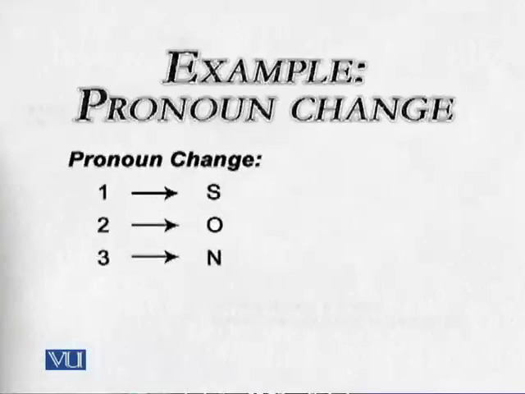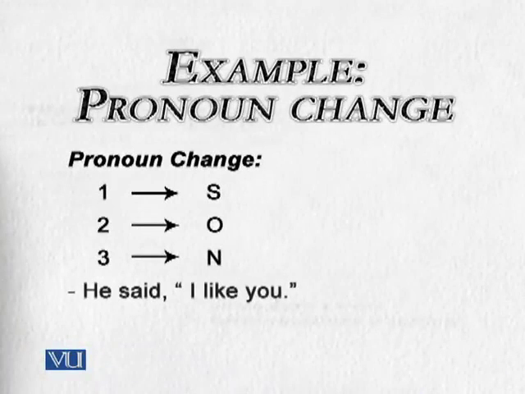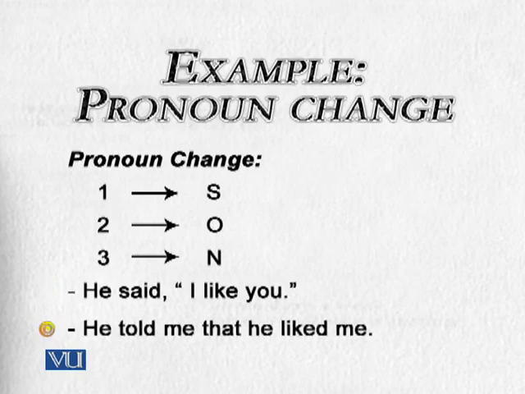Now let's take a look at some examples where you would see all these three changes occurring. Like in front of you, you can see the pronoun change. The first sentence says, he said, I like you. Now in the second sentence, you would see, he told me that he liked me. Now, I would like to explain briefly. He said, I like you. Now, I is what? I is your first person. It should be changed according to the subject, and the subject is he. So, I is changed into he.